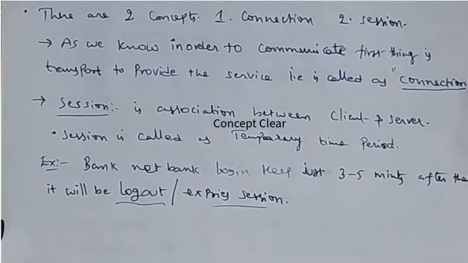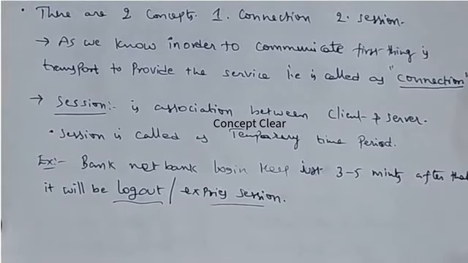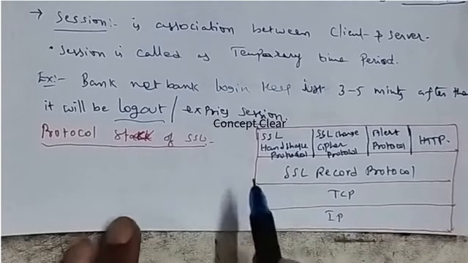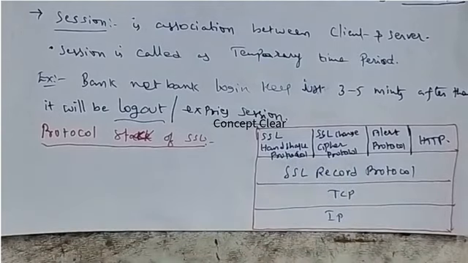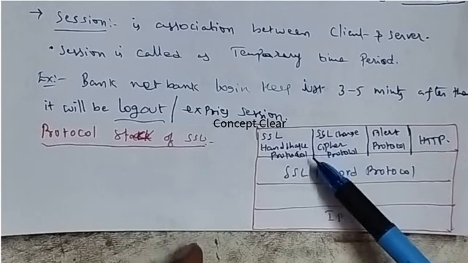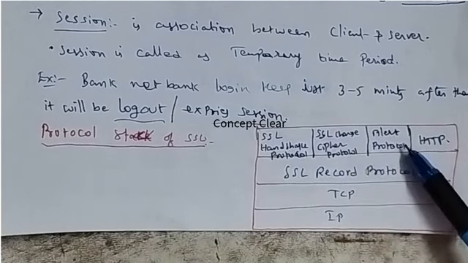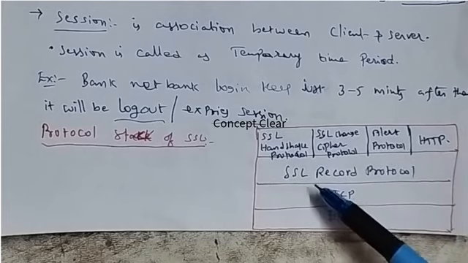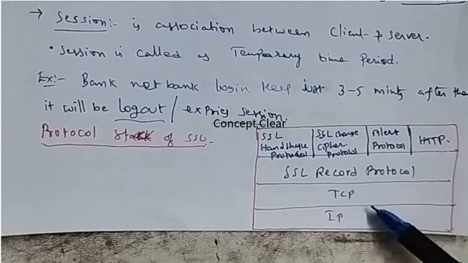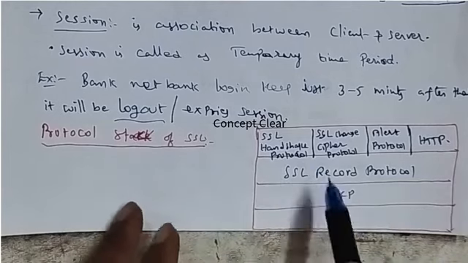We will see the secure socket layer diagram, a protocol stack of SSL. It contains four layers. In the first layer we have the SSL handshake protocol, SSL change cipher protocol, alert protocol, and HTTP protocol. In the second layer we have the SSL record protocol, the third layer is TCP, and the fourth layer is the IP protocol. We will discuss each block one by one.